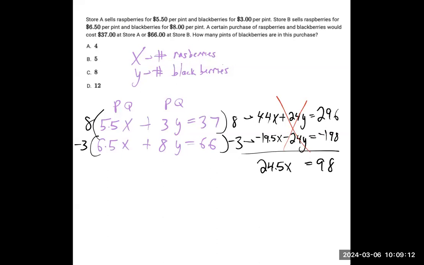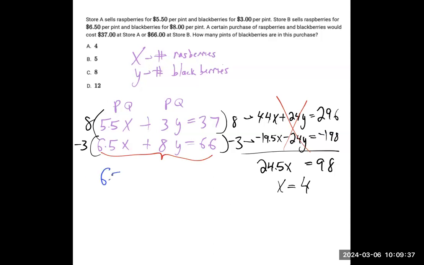So now we can divide both sides by 24.5, and you get a nice, easy 4. So the number of raspberries being purchased at either store is 4. We can plug that back into either equation to get Y, rather.